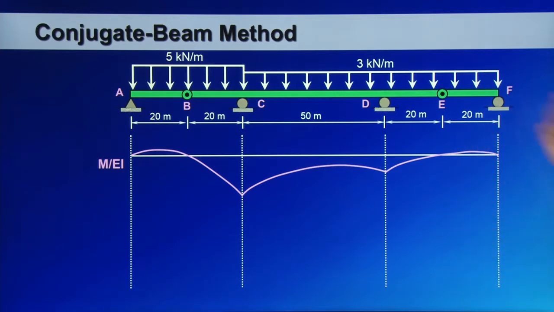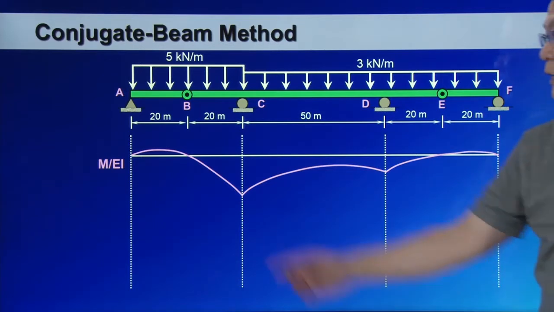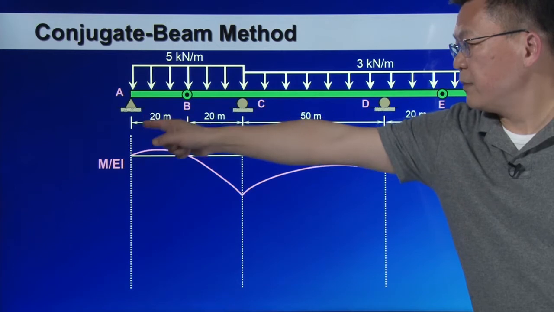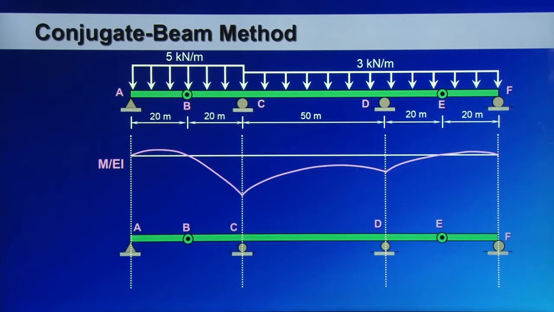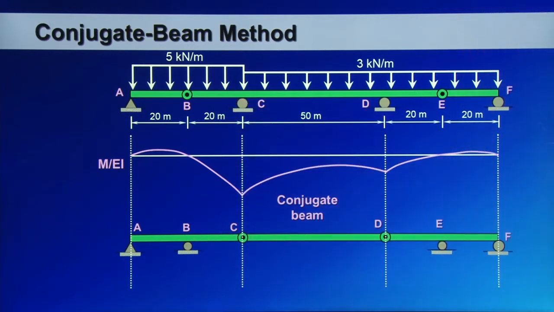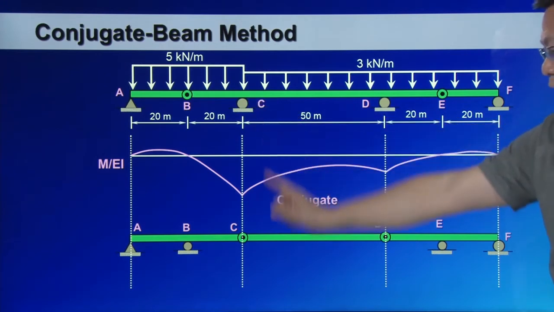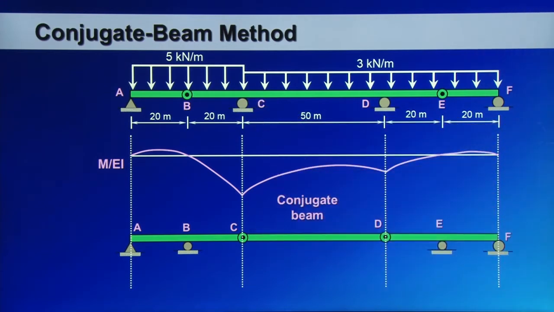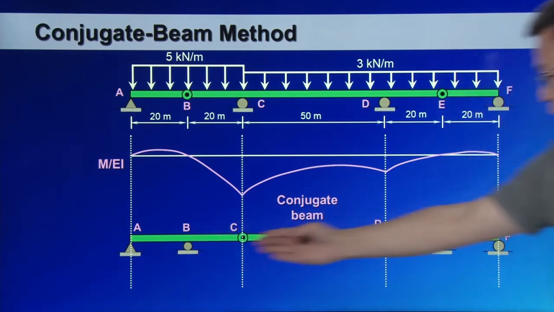Next is to convert this beam to a conjugate beam. As I just showed you, the end support or end hinge remains hinge, and internal hinge becomes internal roller, internal roller becomes internal hinge, and end roller remains end roller. So here is the conjugate beam.